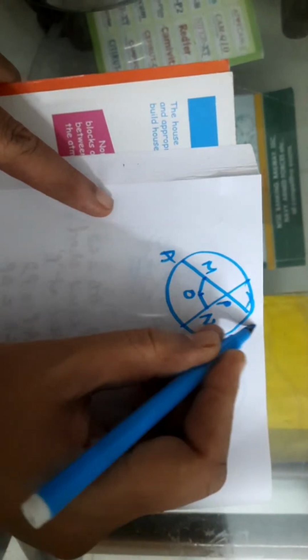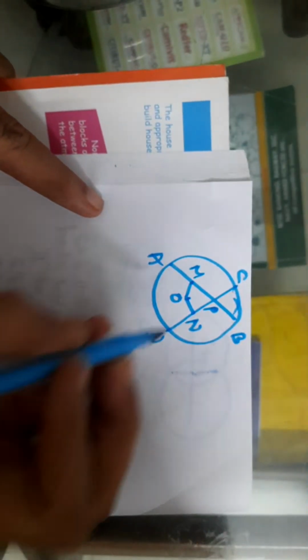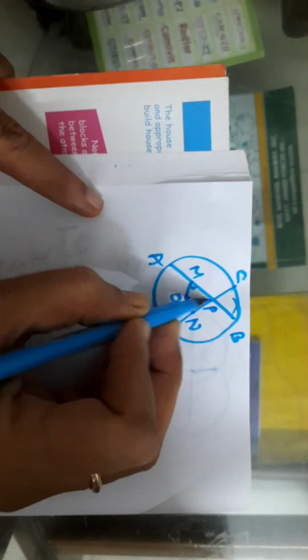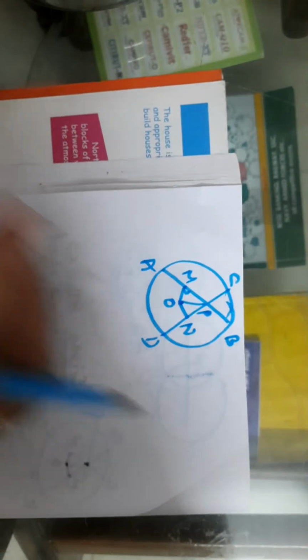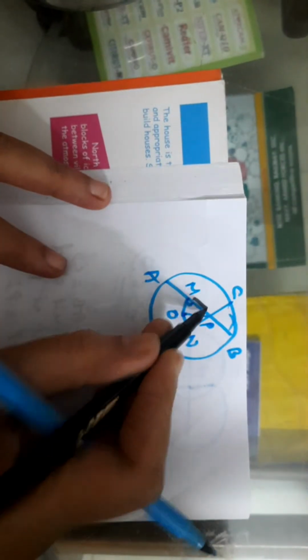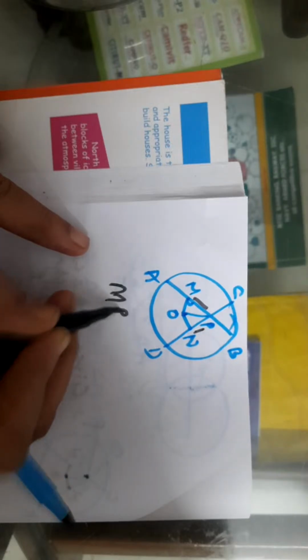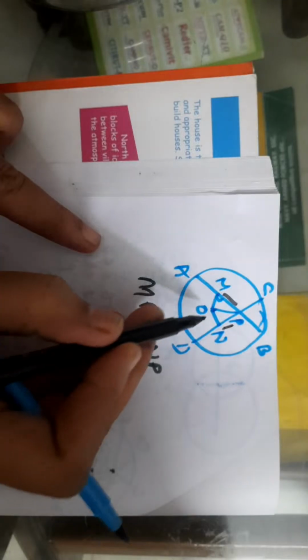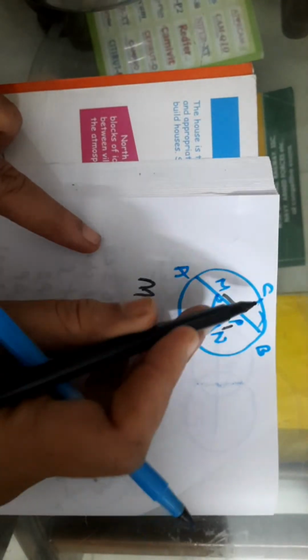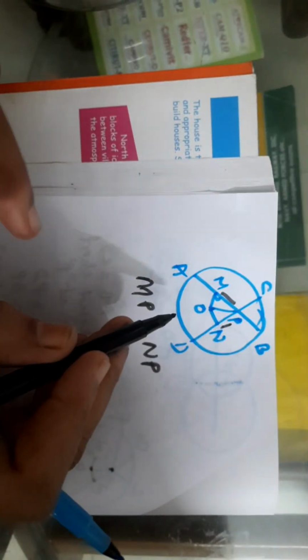Chords were AB and CD. So in this figure, we dropped perpendiculars and we made these triangles congruent. When the triangles were congruent, by CPCT, I made this part and this part equal. So here, MP is equal to NP. Now, as the chords are in equal circles, it will divide the chord in equal parts.